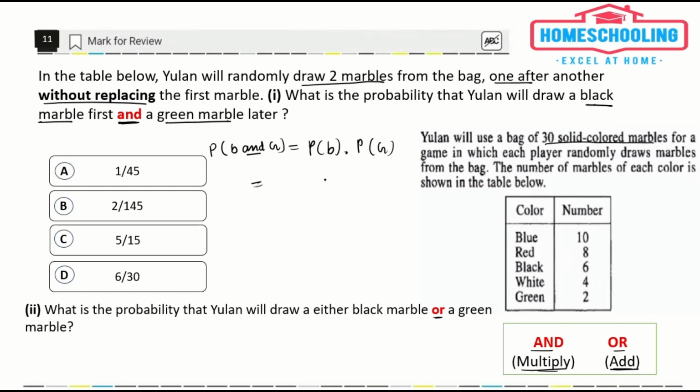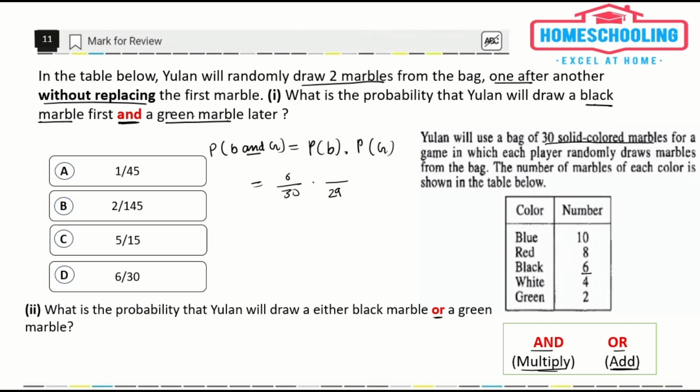So what is the probability of finding a black marble? So total number of marbles are 30 and black marbles are 6. Now we have already drawn one marble out without replacing. So now how many are left? Total number of marbles left is 29, because we have already drawn the black marble first.